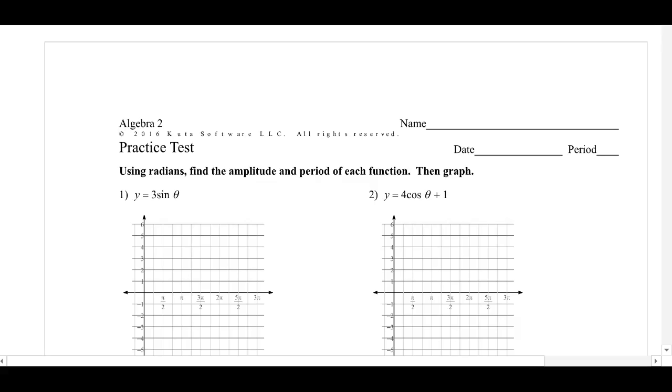Hey, Algebra 2, going over the practice tests. Remember, this is the one I assigned on Wednesday, so this is number 1, the first one I gave to you. So that's what I'm going through.